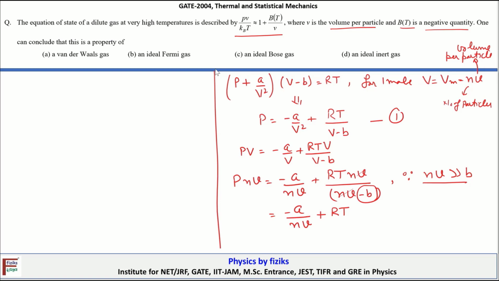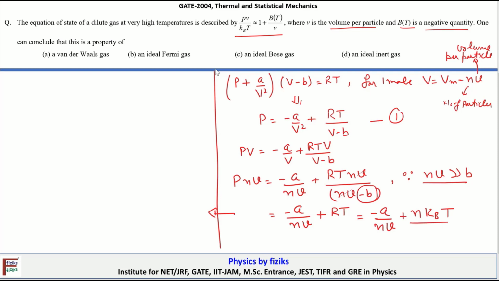Okay, so RT can also be written as, if we apply the ideal gas equation, minus A upon nV plus N kB T. So this can be written as Pv, that is equal to this quantity. So that means Pv upon N kB T.